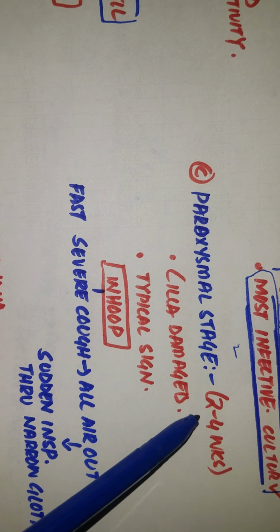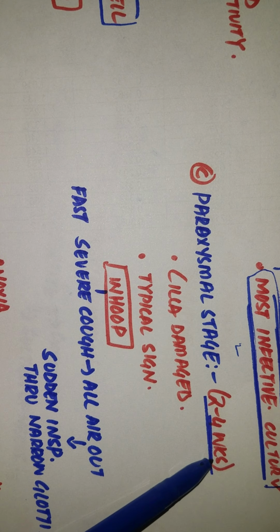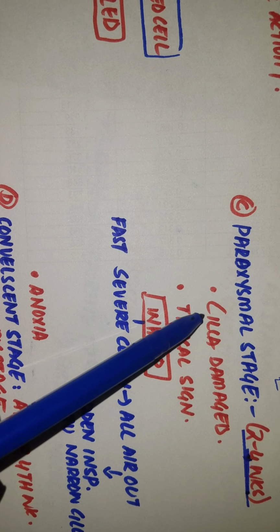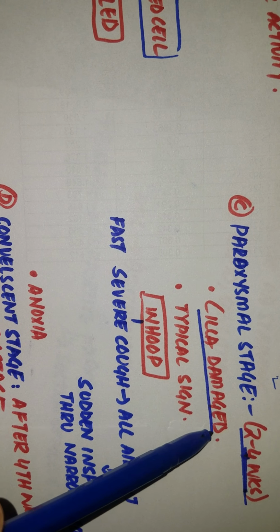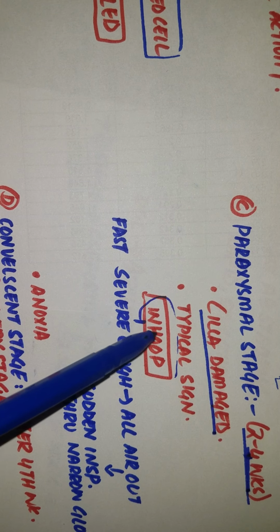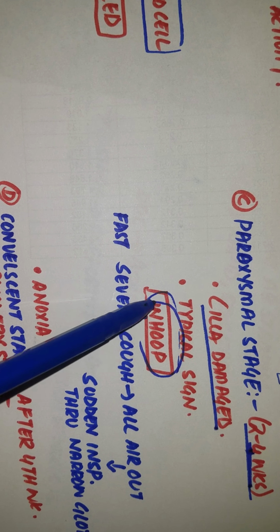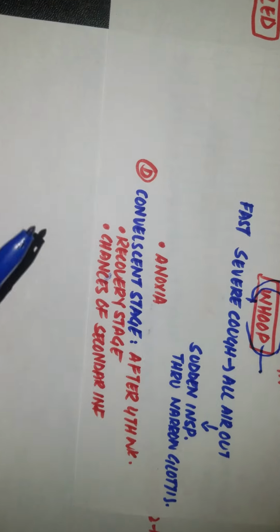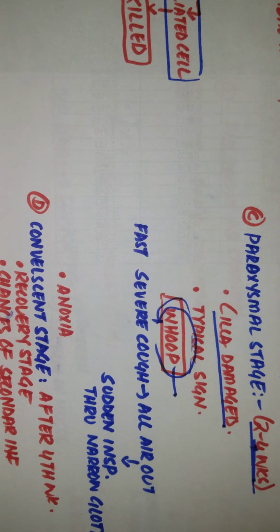The third stage is the paroxysmal stage. It is from the second to the fourth week, from 2 to 4 weeks. In this stage the cilia are damaged, so the typical sign of the whoop, from which the name of the disease came, occurs. Now I'll explain why it is called whooping cough and how the whoop occurs.